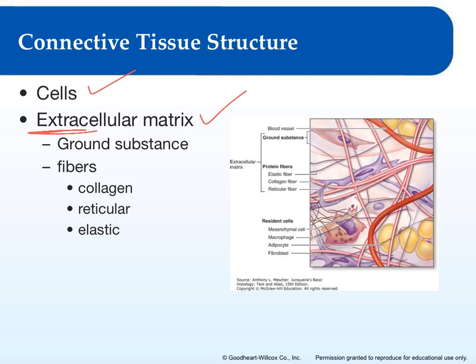What will make these tissues very different is what the extracellular matrix is made out of. So the extracellular matrix is always going to be made out of ground substance and fibers. The ground substance is going to be the liquid part of it. And the fibers will be the more solid part. And so depending upon the connective tissue, it might have more ground substance and less fibers, or it might have lots of fibers and very little ground substance.